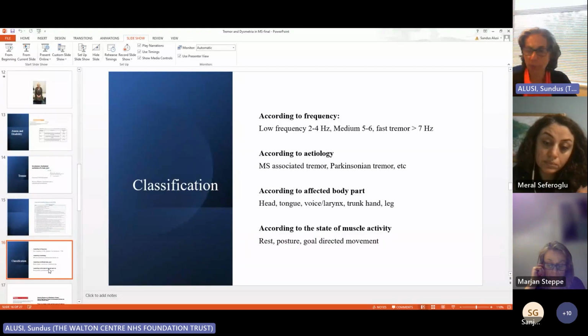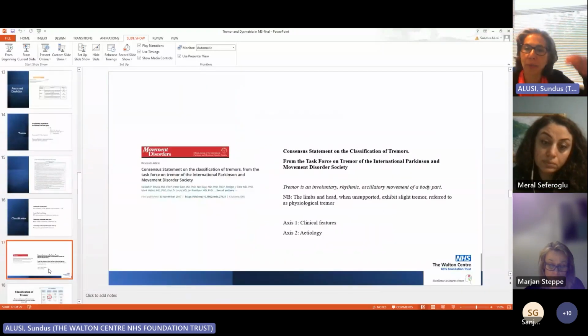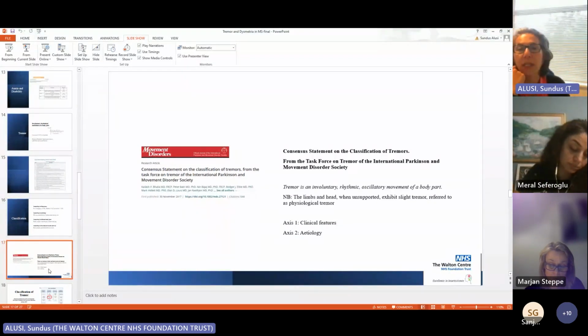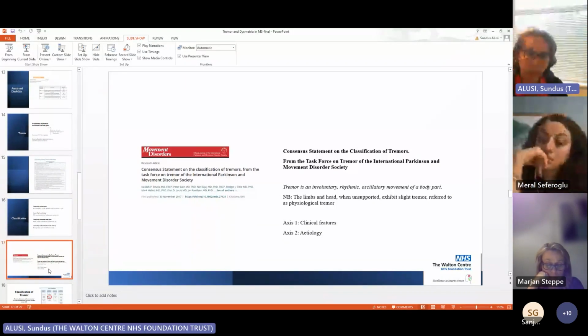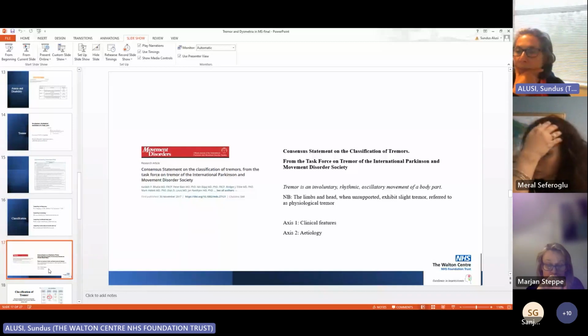Now, because of all this mess in classification, there was an international consensus classification proposed by the Movement Disorder Society. There was a previous classification in 1998, and this is the revised version. Basically they have this task force that looked at all types of tremor and how to look at them and classify them properly.